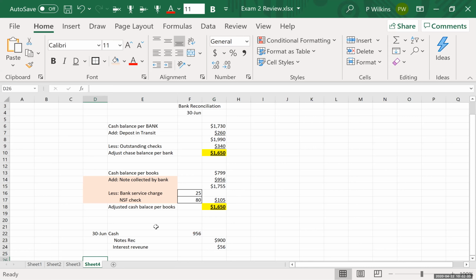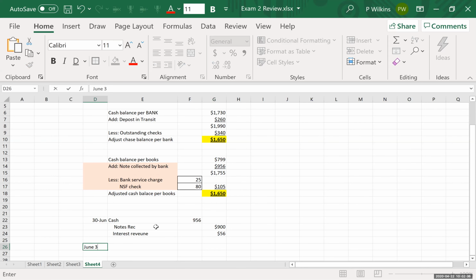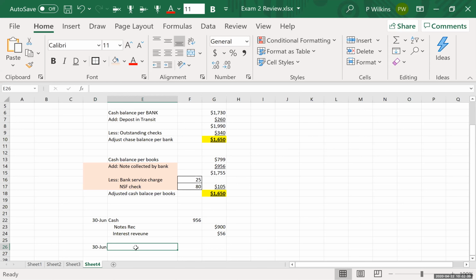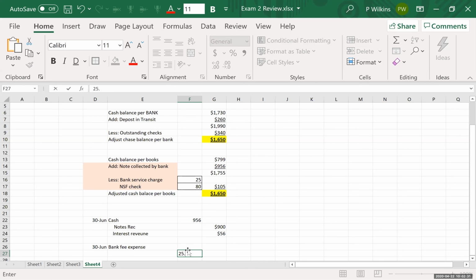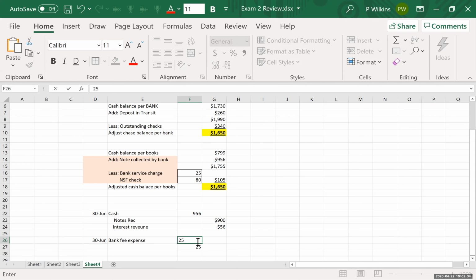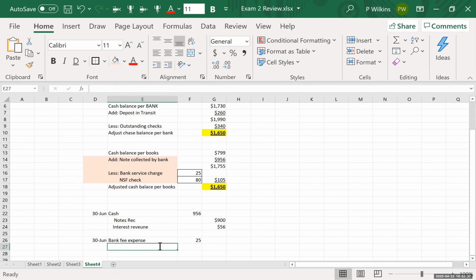All right, the next entry, June 30th, we're going to do the bank service charge here, $25. We're going to debit, I don't know if they call it bank fee expense or bank service charge expense within Wiley, okay? For $25, we're going to debit that. In the wrong spot, edit that. And then we are going to credit cash, because remember, they took it out of our account. But that $25 is for this less bank service charge.